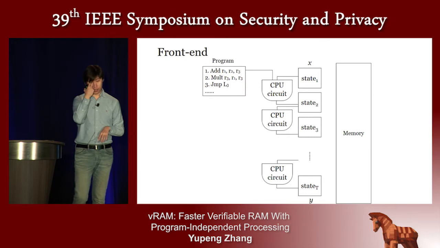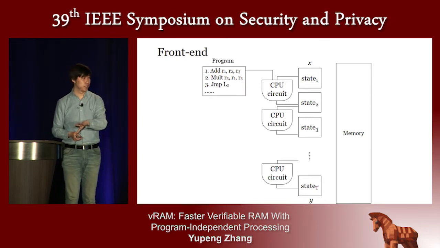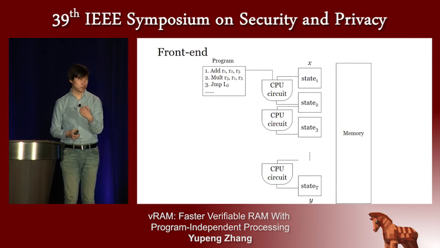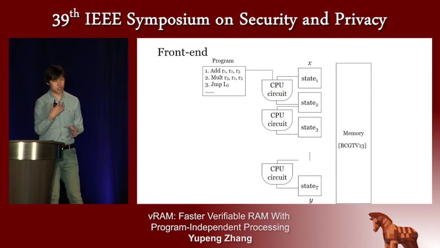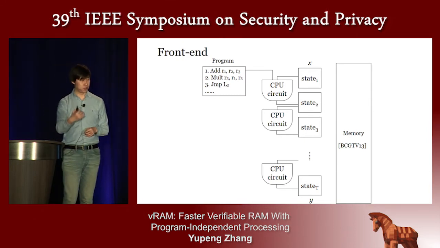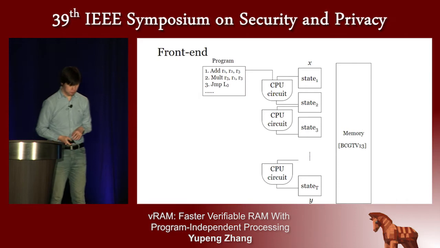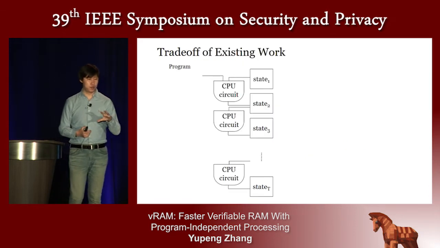One thing I omit here is, to be precise, the CPU also needs to interact with the memory. And it's actually much harder to construct a circuit to validate the memory write and memory read. And in one of the prior work, they construct a very elegant circuit to check the memory consistency, but I'm not going to present the details in this talk. So using this front end, there is actually a trade-off in the existing work between the two categories.